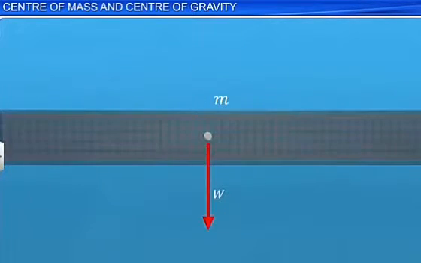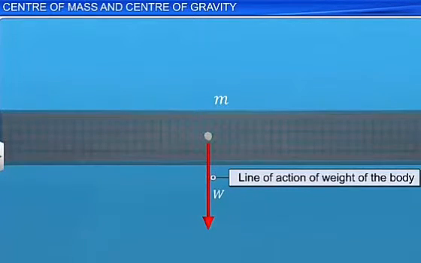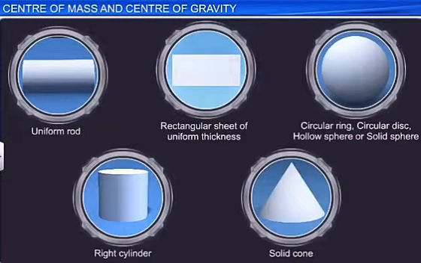A vertically downward line passing through the center of gravity of a body indicates the line of action of its weight. The body can be balanced by applying a force that is equal in magnitude to the weight of the body and acting through its center of gravity in the upward direction. Let us find the center of gravity of some bodies.